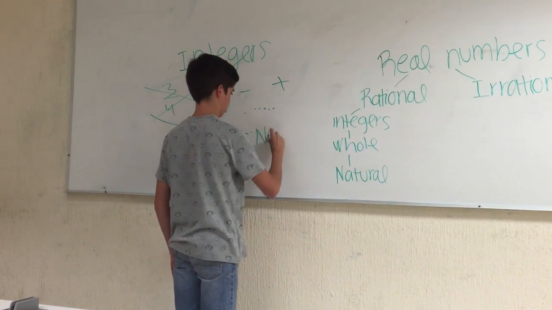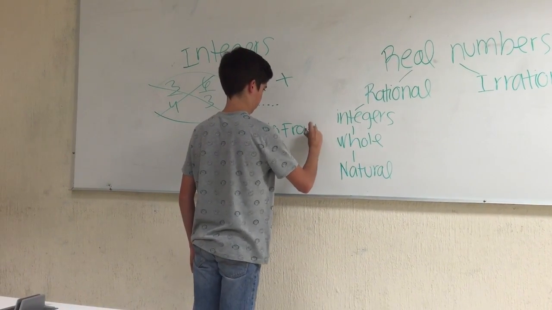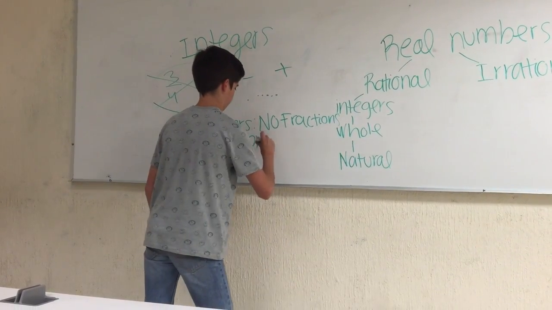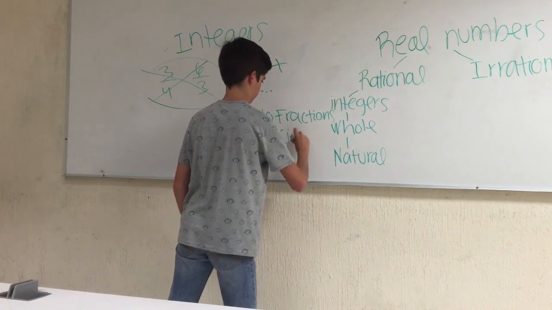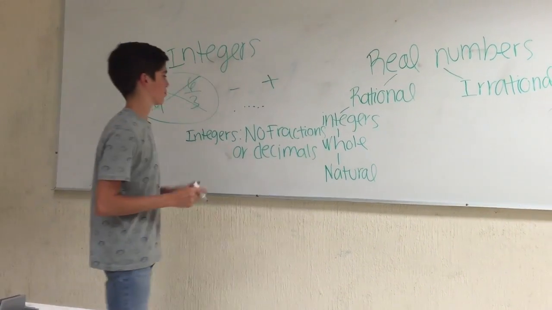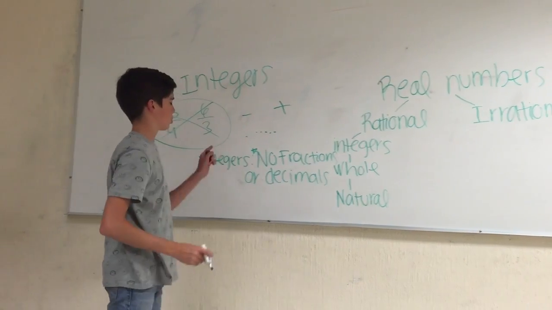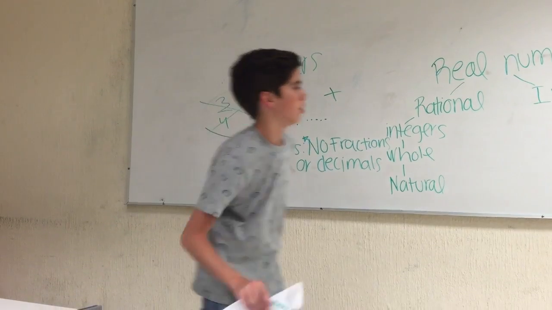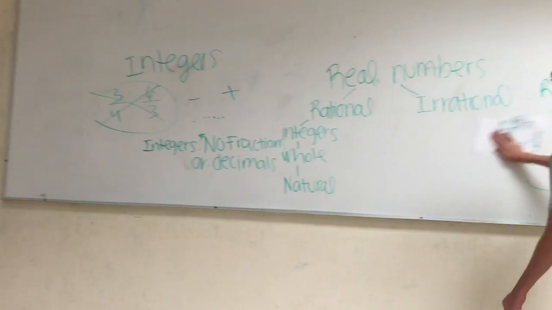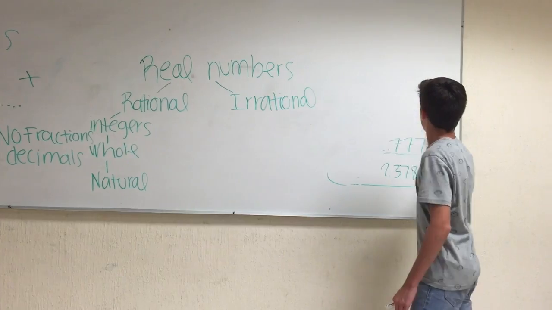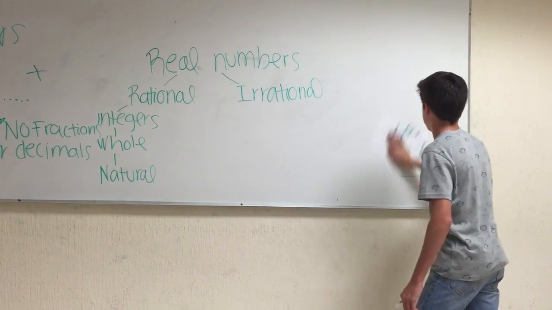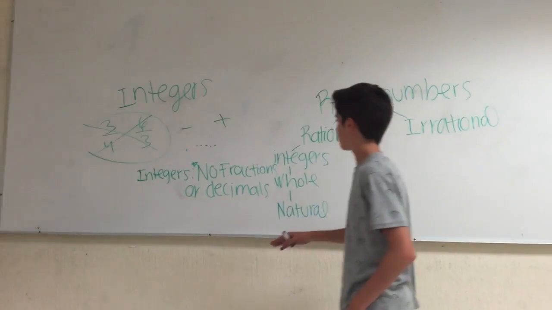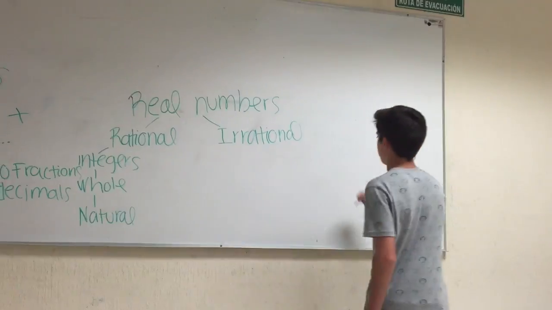No fractions, or decimals. Okay, perfect. So those are integer numbers. Now I'm just going to erase this part. Now that we understand rational numbers, we don't need this anymore, and we're going to pass to the next topic, still from the same subject: whole numbers. So whole numbers.